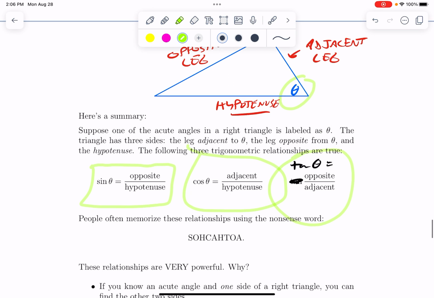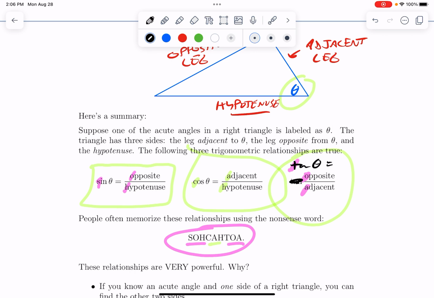And as I mentioned before, people often just look at these. S for sine, O for opposite, H for hypotenuse, SOH is a way of remembering sine is opposite over hypotenuse. C for cosine, A for adjacent, H for hypotenuse, CAH. And then T for tangent, O for opposite, A for adjacent, TOA. And we have this nonsense word, SOHCAHTOA. And if you write out SOHCAHTOA, it will remind you of these relationships. So don't be afraid of doing that. I'd rather you write out the word than misremember.